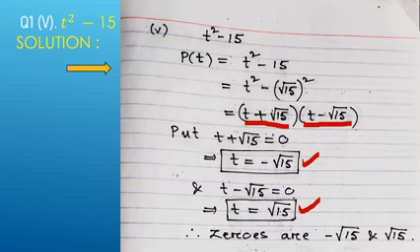Again, let us put both these factors equal to 0. First, for the first factor, t plus square root of 15 is equal to 0, and therefore t becomes minus root over 15 by transposing root over 15 to the right side. Similarly, when we calculate the value of t from the second factor, we get the answer root over 15, that is square root of 15. Therefore, we can say that the zeros are minus square root of 15 and square root of 15.